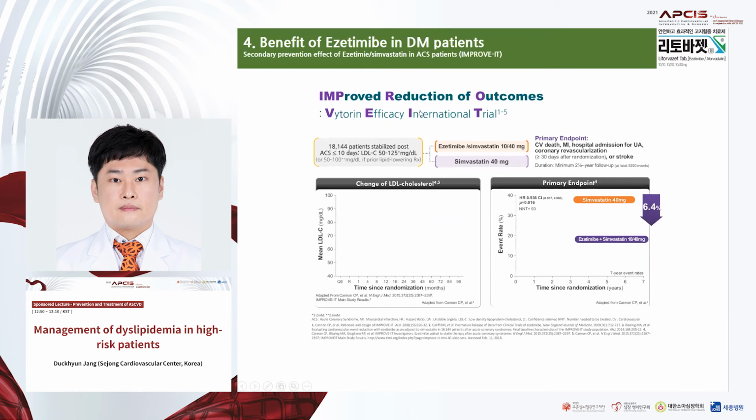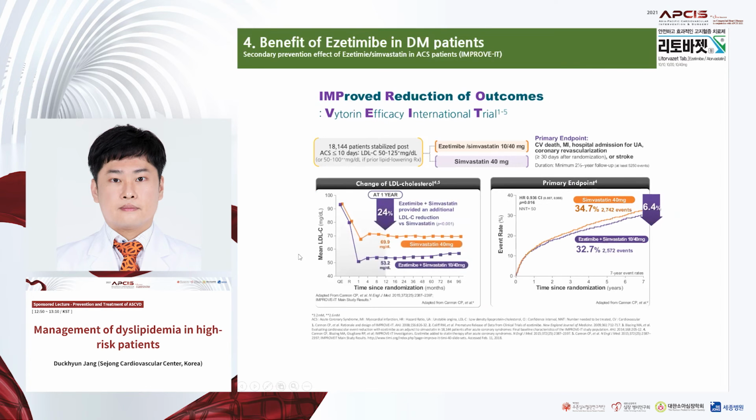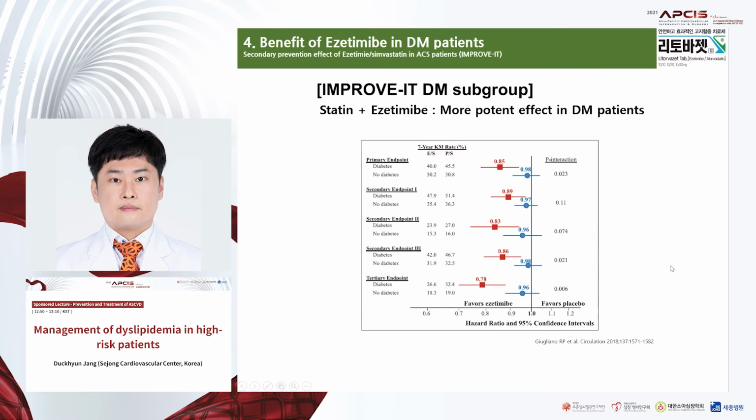The IMPROVE-IT study was for the secondary prevention effect of ezetimibe and simvastatin in ACS patients. 18,144 patients stabilized post-ACS were assigned to two groups, ezetimibe plus simvastatin, and the simvastatin group. At 1 year, the ezetimibe simvastatin group showed a 24% decrease in LDL cholesterol level, and the primary endpoint was decreased by 6.4% in the ezetimibe simvastatin group.